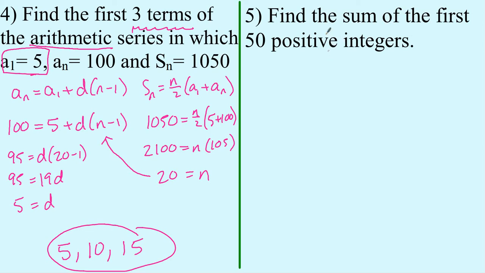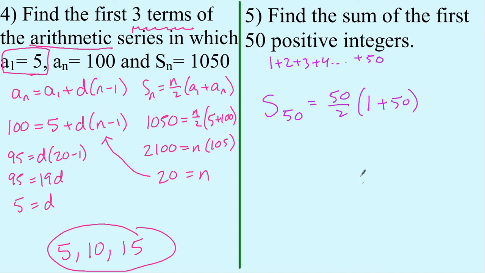Okay, let's do number 5. Find the sum of the first 50 positive integers. Okay, the first 50 would be, well, 1 plus 2 plus 3 plus 4, and we can keep doing that all the way up to 50. But again, that takes a while and you might hit the wrong button on the calculator. So use your formula. It's the sum of the first 50 terms. So we do 50 over 2 times the first term plus the last term. So really we have 25 times 51, so our answer is 1275.